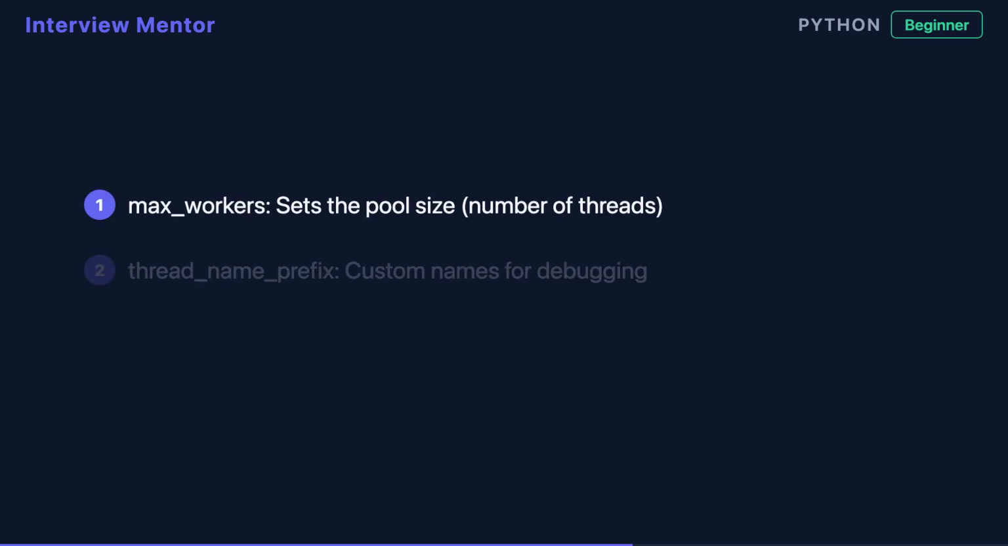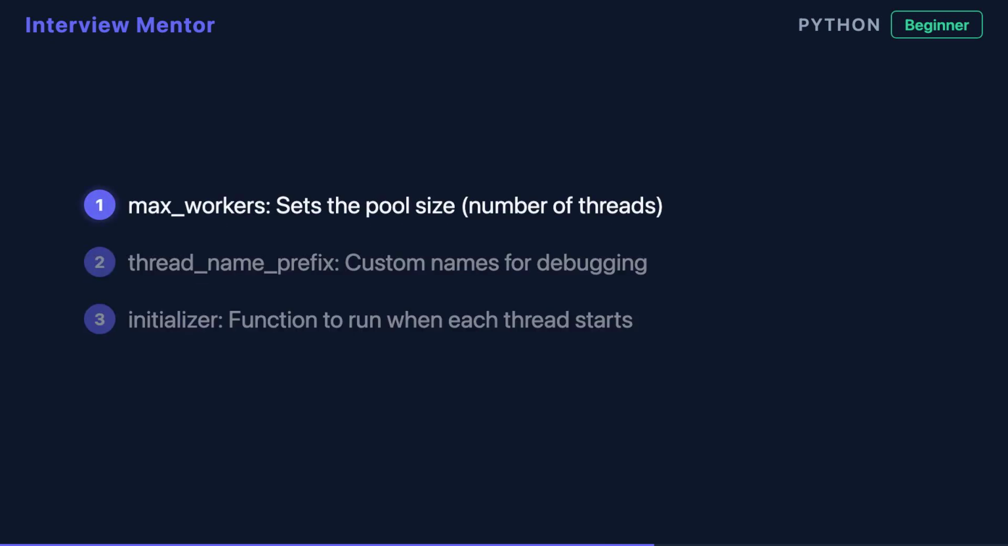You can configure the pool with parameters like max workers to set the pool size, thread name prefix for debugging, and initializer functions to set up each thread. This flexibility lets you tune the executor for your specific workload.